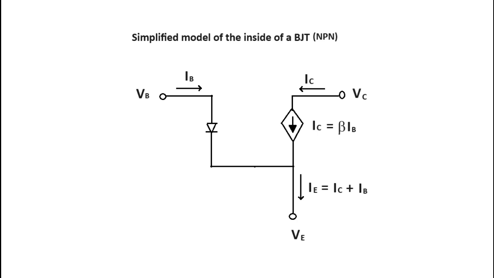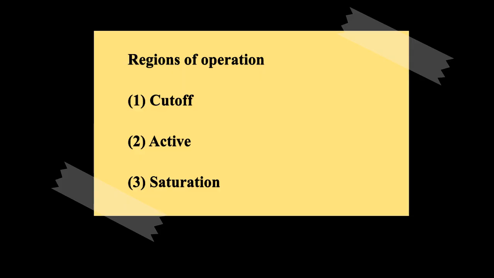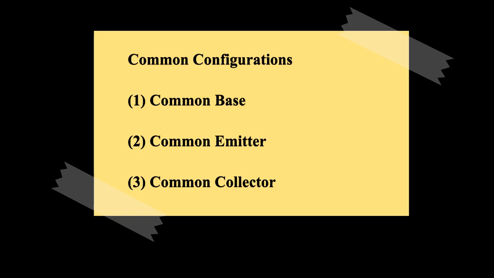Just to let you know, the BJT operates in three regions of operation. This includes the cutoff region, the active region, and the saturation region. You get the transistor to work in the proper region by connecting it up in a certain way in the circuit. There are also three ways that the transistor is connected in a circuit. This includes common base, common emitter, and common collector configurations.